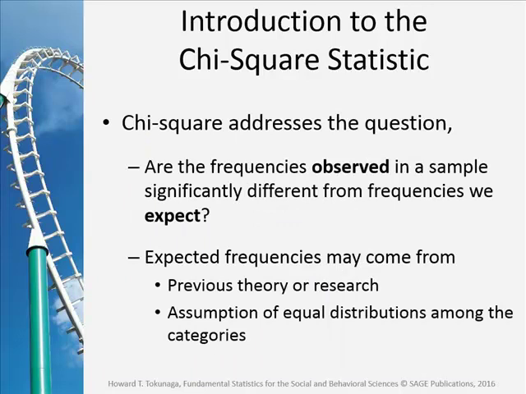What the chi-square does is it allows us to do just that. Compare what we observe to what we would expect, and to see if what we have observed is statistically significantly different. Are the frequencies observed in a sample significantly different from the frequencies we would expect? Where do these expectations come from? Well, they can come from a couple of places. They can come from our previous theory or previous research.